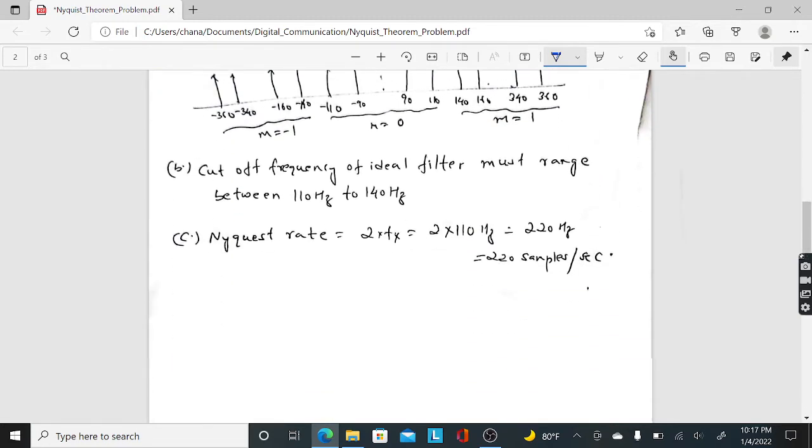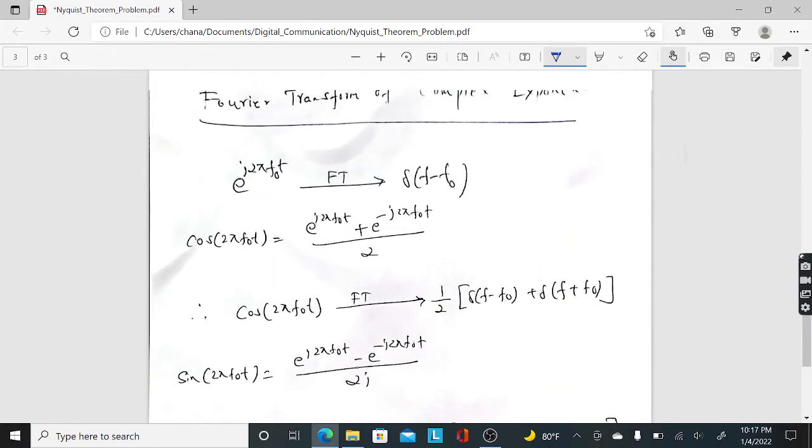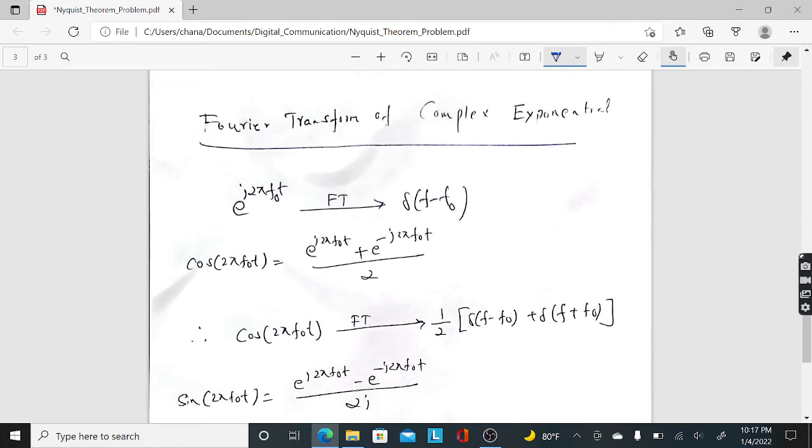So let me go to the last page here where I have just written a quick recap. We'll just talk about what is the Fourier transform of what is called a complex exponential. A complex exponential is a signal of this format: e power j 2 pi f naught t. Basically, it's a sinusoidal signal with equal in-phase as well as quadrature phase component and frequency f naught. So the Fourier transform of a complex exponential signal is del of f minus f naught.